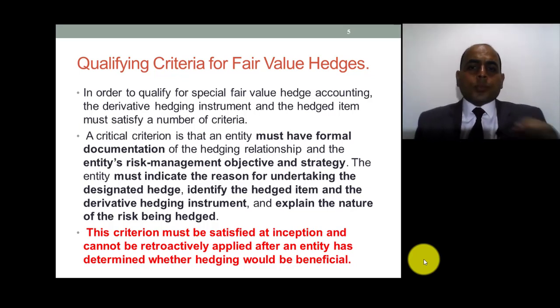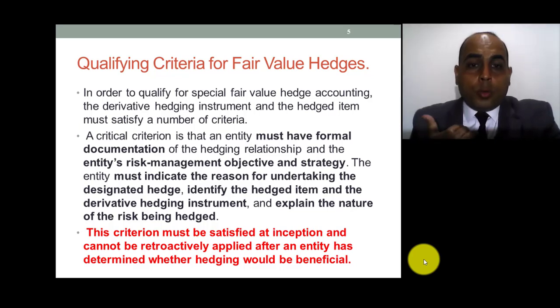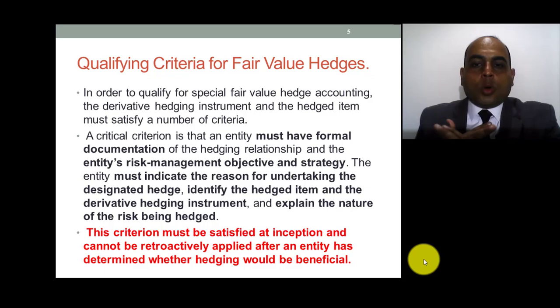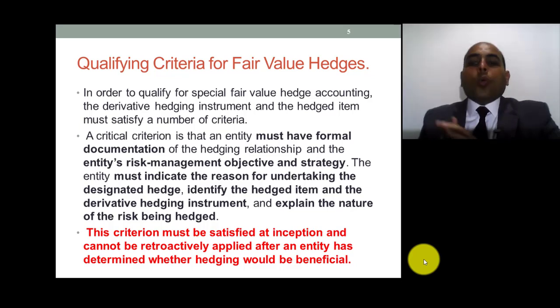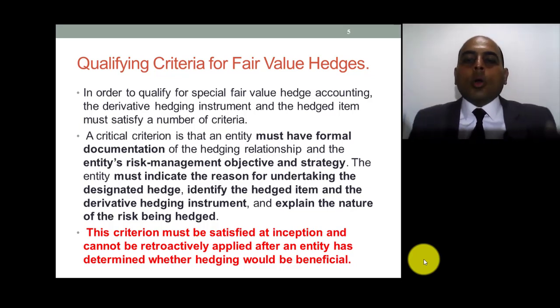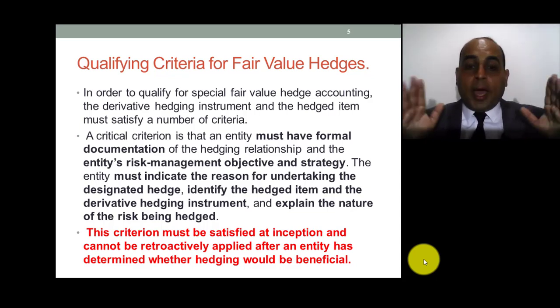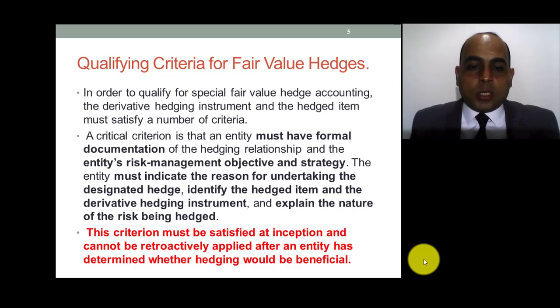First of all, we must have formal documentation to document the transaction, and we have to determine the entity's risk management objective and strategy. We must indicate the reasons for undertaking the designated hedge, and identify the hedged item and the derivative hedging instrument. We have to determine all of these points before entering into special fair value hedge accounting.